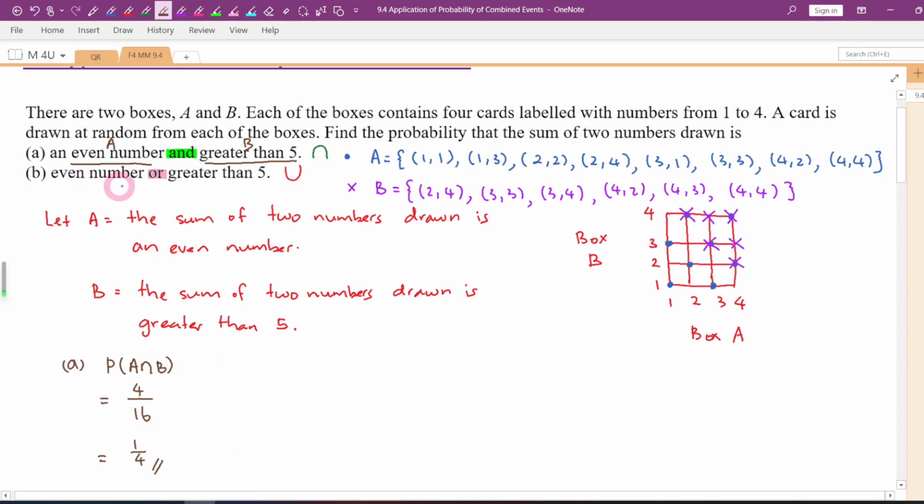Now, let's go to part B. An even number or greater than 5, we will be using this symbol, union. Probability of A union B. So you will notice that there are some combinations which satisfy the condition of A and satisfy the condition of B at the same time, right? So this combined event is actually non-mutually exclusive. Means that if you represent this situation by using a Venn diagram, it will be like this.